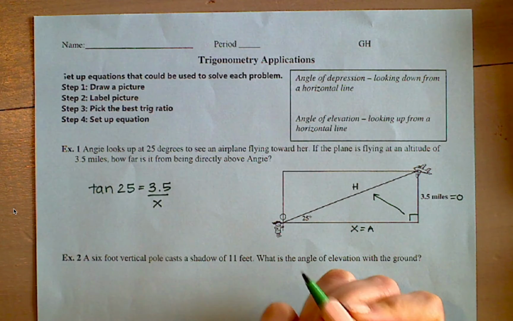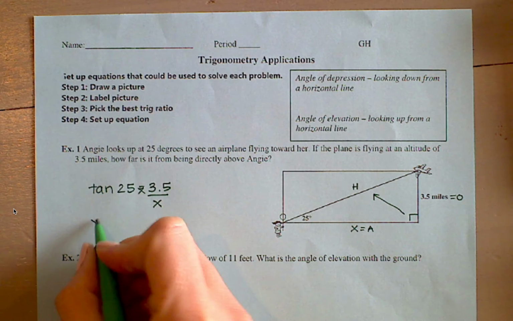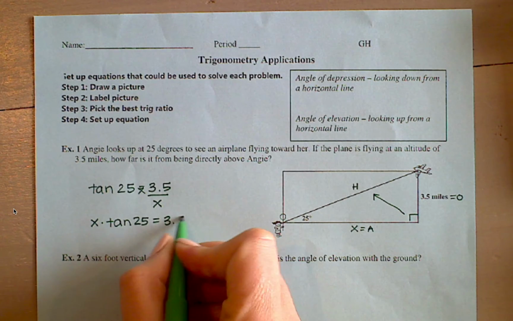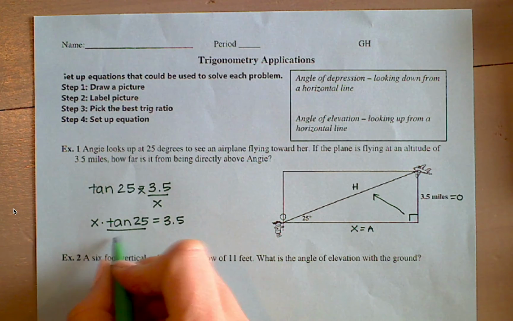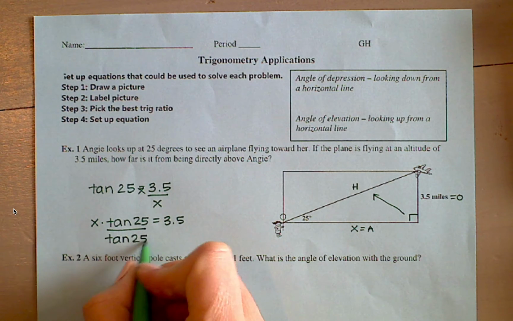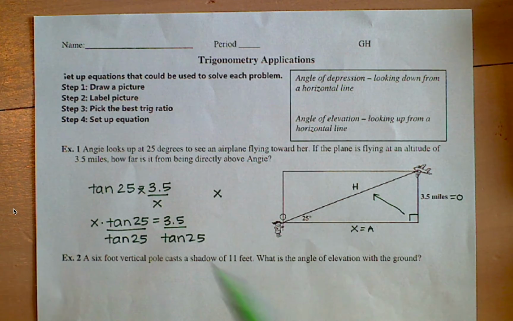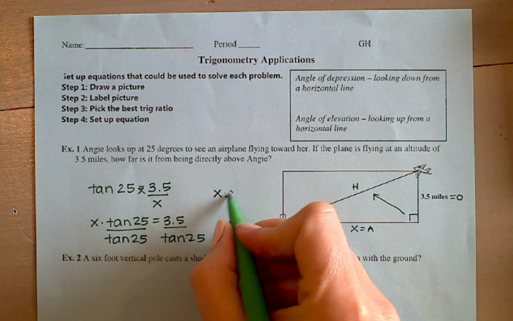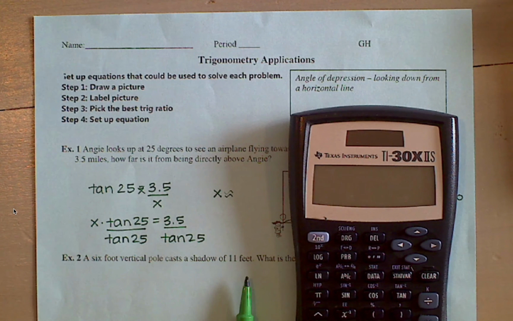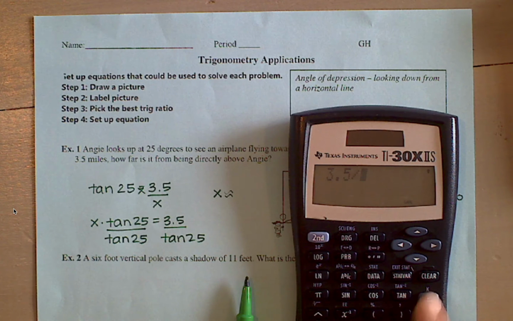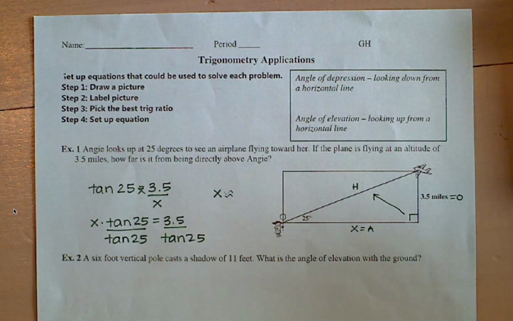Now, once we have the equation, we can cross multiply and solve. So we'll have x times tangent 25 equals 3.5. And then to get rid of tangent 25, we're going to divide both sides by tangent 25. If you don't have a calculator, you can just keep it like this, 3.5 divided by tan 25. If you do have a calculator, make sure that it's in degree mode. When you turn it on, it should show DEG. Then you're just going to do 3.5 divided by tangent 25, and you'll get 7.5 as your answer. And that's it.